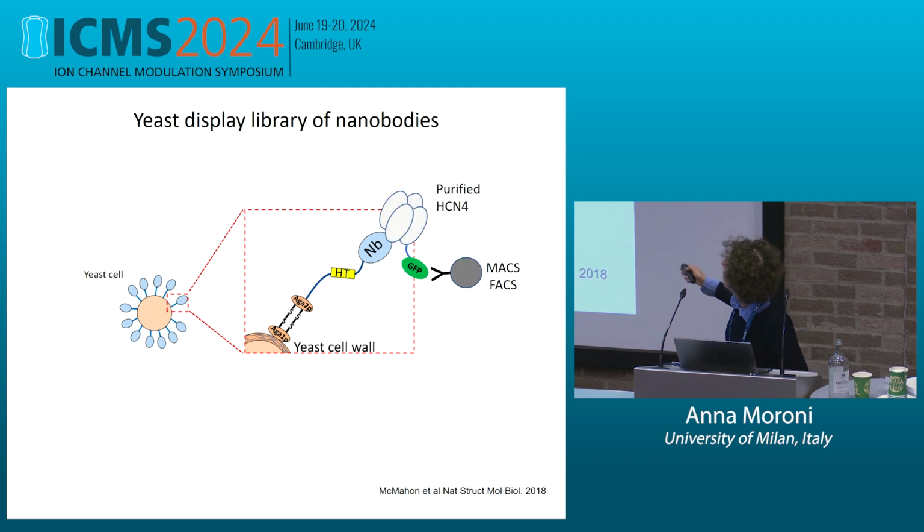We screened different nanobodies with the purified protein of HCN4, which is connected to a GFP, and then we used GFP to retrieve the yeast cells by magnetic activated cell sorting, and then we were also using FACS at a certain point.